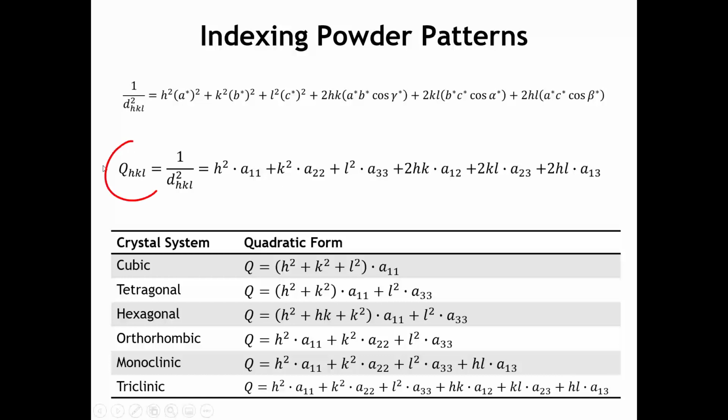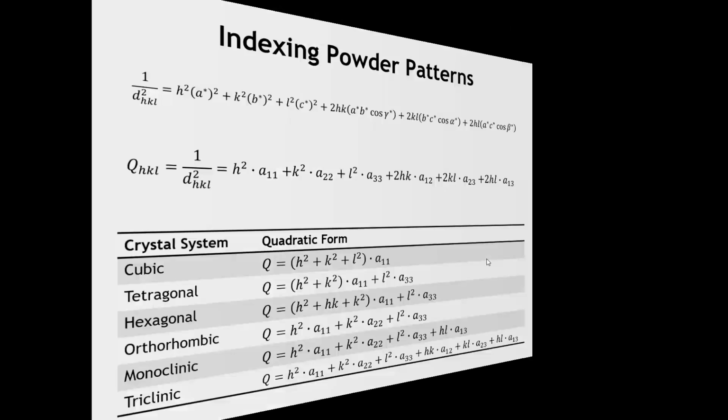Oftentimes we might use the term q. The variable q is simply equal to 1 over d squared. Now, this long expression that has 6 variables, it reduces to simpler expressions if some of the angles are 90 or other specific values, or if some of the lattice vectors are of equal length. Right? But in general, we don't know what the crystal system is when we go to do the indexing. So we're going to use a computer program to solve this problem.